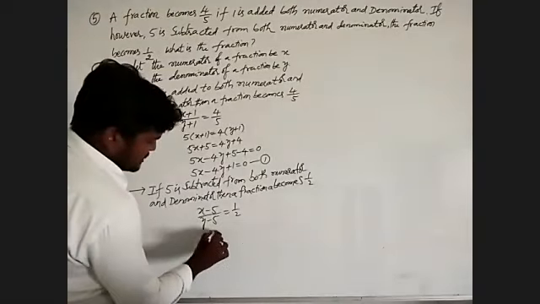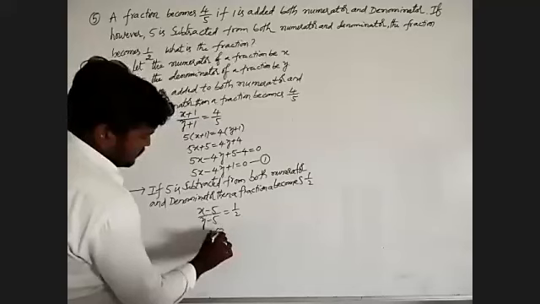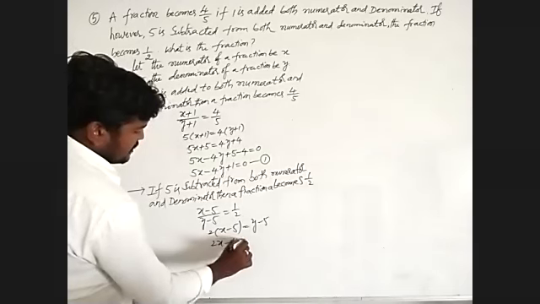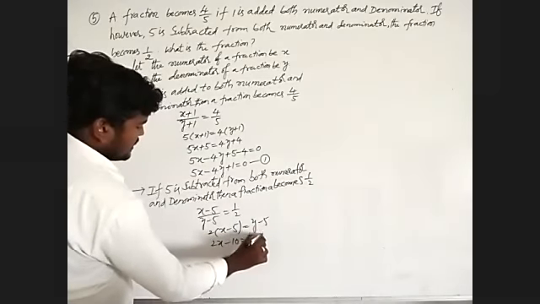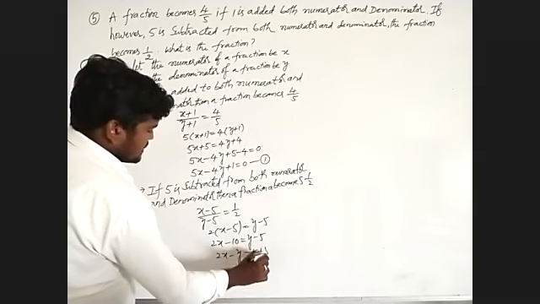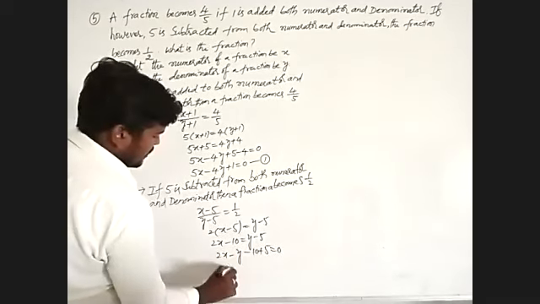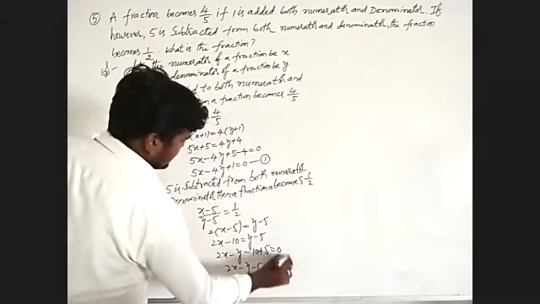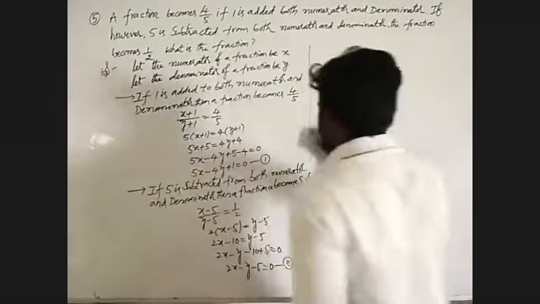By using cross multiplication, 2 into x minus 5 is equal to y minus 5. After that, 2x minus 10 will become y minus 5. That means 2x minus y minus 10 plus 5 becomes 0. After that, 2x minus y minus 5 is equal to 0. This is equation number 2. We'll observe in this one.